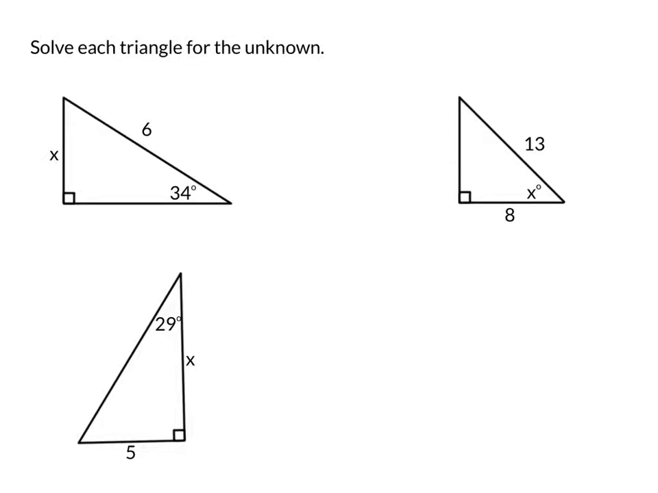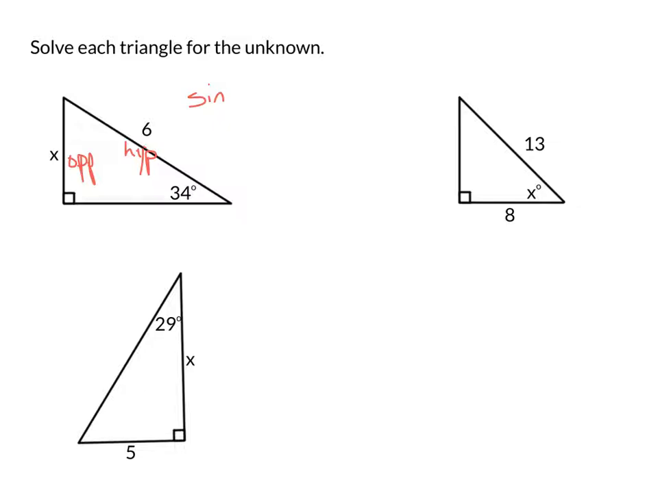Hello. In this video, we're going to be using trigonometry to solve for missing pieces in right triangles. In the first triangle on the top left, from the 34-degree angle, I'm given the hypotenuse. We know that 6 is the hypotenuse, and we want to find the opposite leg. So, which trig ratio do we use for that? Well, sine is the trig ratio that involves both opposite and hypotenuse.